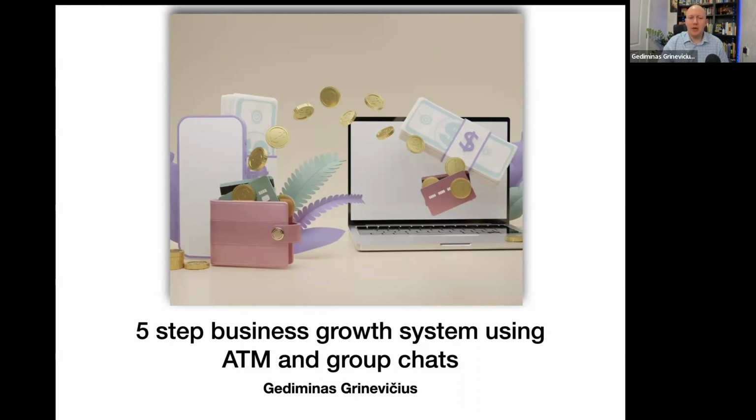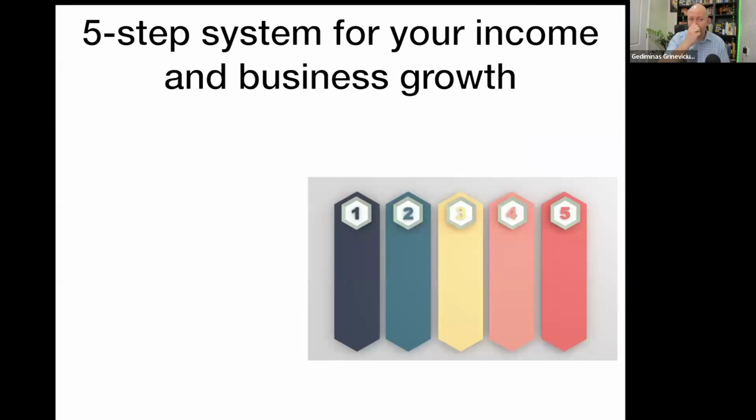This evening we're going to be looking at a five-step business growth system using ATM and group chats. This is a very strong system for your business that can be very effective and very simple to use for you and your team members, where you take advantage of Facebook groups and Facebook Messenger group chats. So it is a five-step system to grow, of course, your income and your business in network marketing.